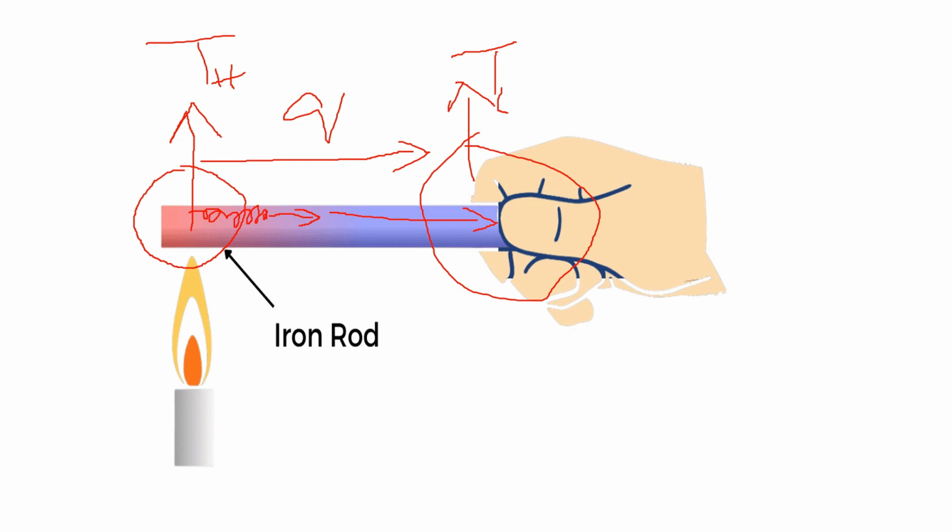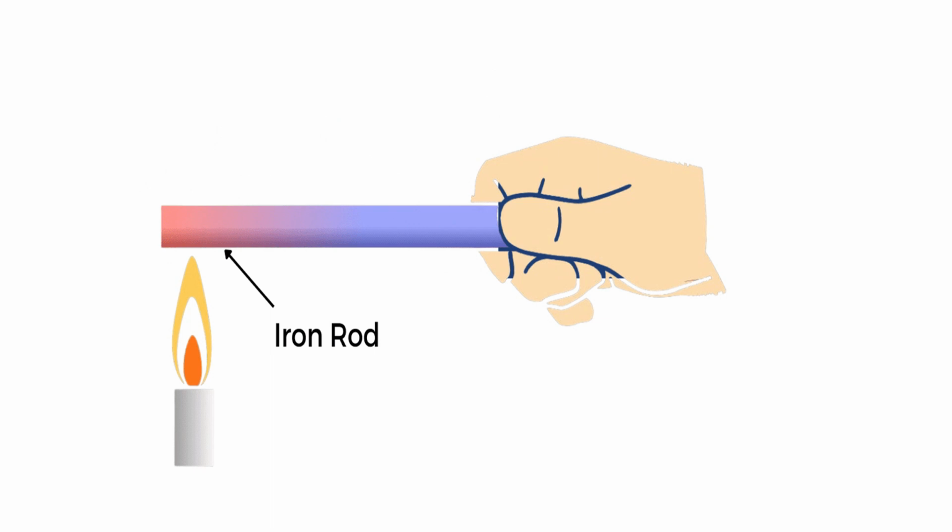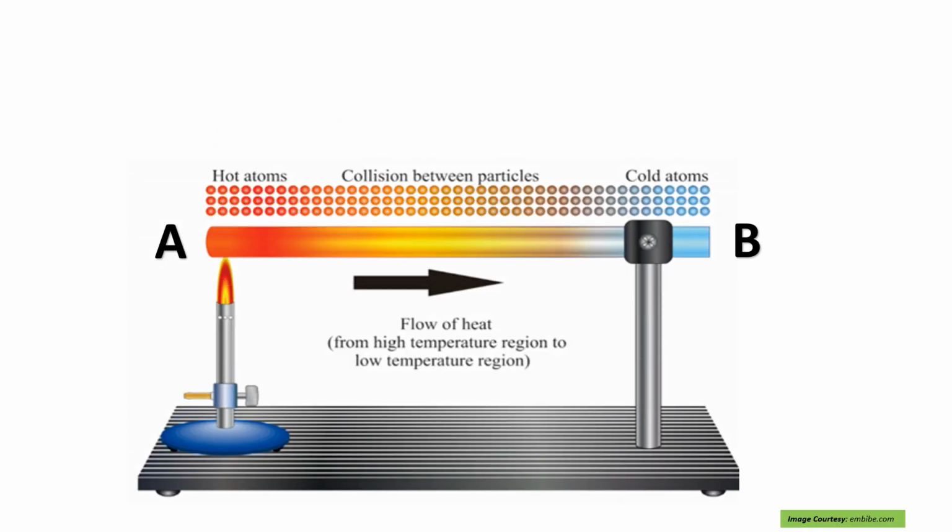So this is how you would be able to understand that this is the A region, where the A end is on the flame and the B end is cool, which is held over here. Now here the atoms become hot and the kinetic energy increases. That kinetic energy is transferred from this higher temperature region towards the lower temperature region because of the collision between the molecules.